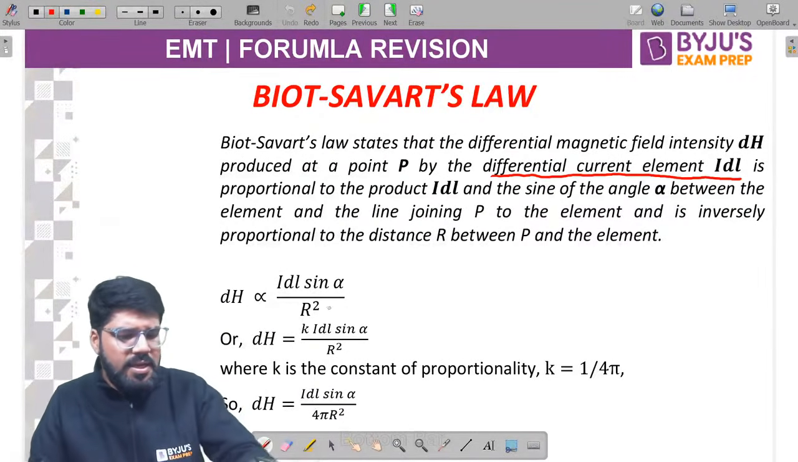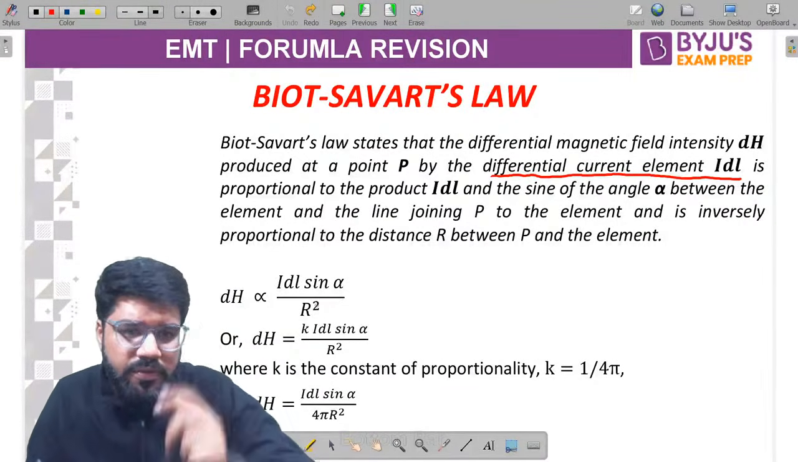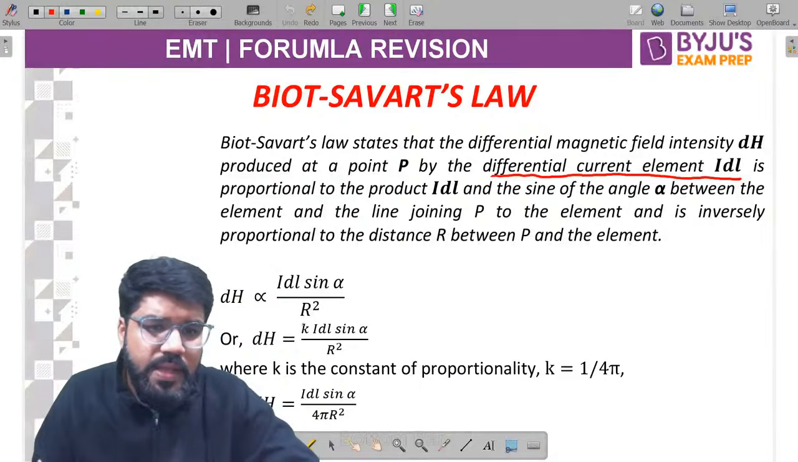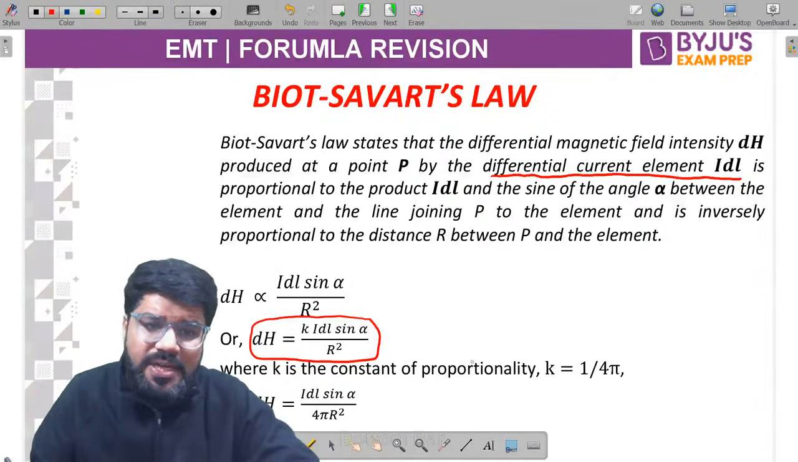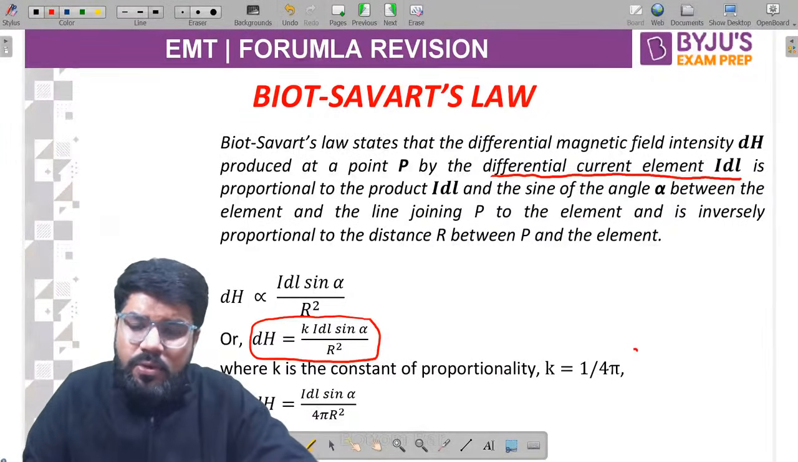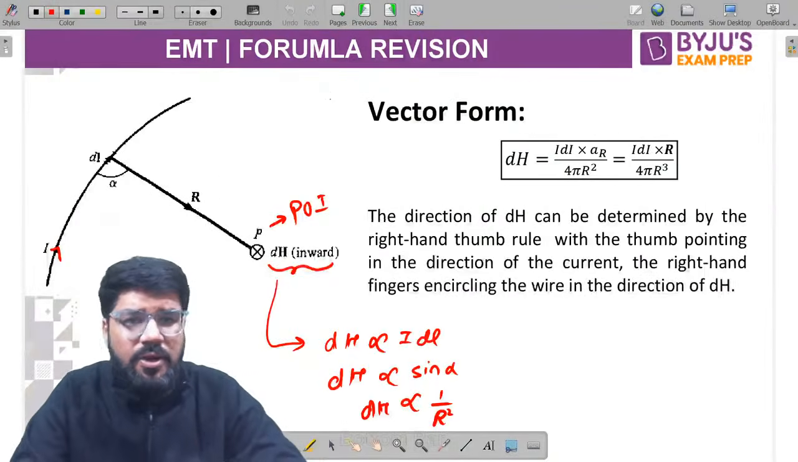The Formula 1 series of signals will also come up next week, and it will be in two different parts. So dH is equal to K IdL sin alpha by r square. K is the constant of proportionality whose value was calculated in SI units, and it is obtained as 1 upon 4 pi. This is the very basic Biot-Savart law.